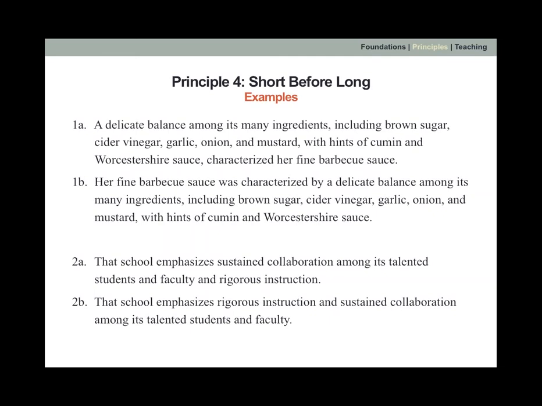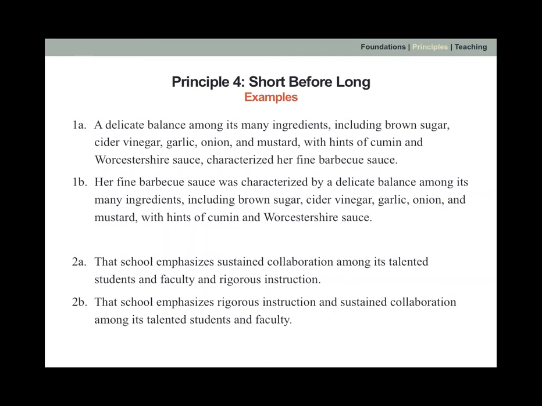So look at 2A. The school emphasizes sustained collaboration among its talented students and faculty and rigorous instruction. That ending, and rigorous instruction, can feel flat because of the shortness of that final phrase. Compare 2B. The school emphasizes rigorous instruction and sustained collaboration among its talented students and faculty. The rhythm of that is much clearer, much more graceful.